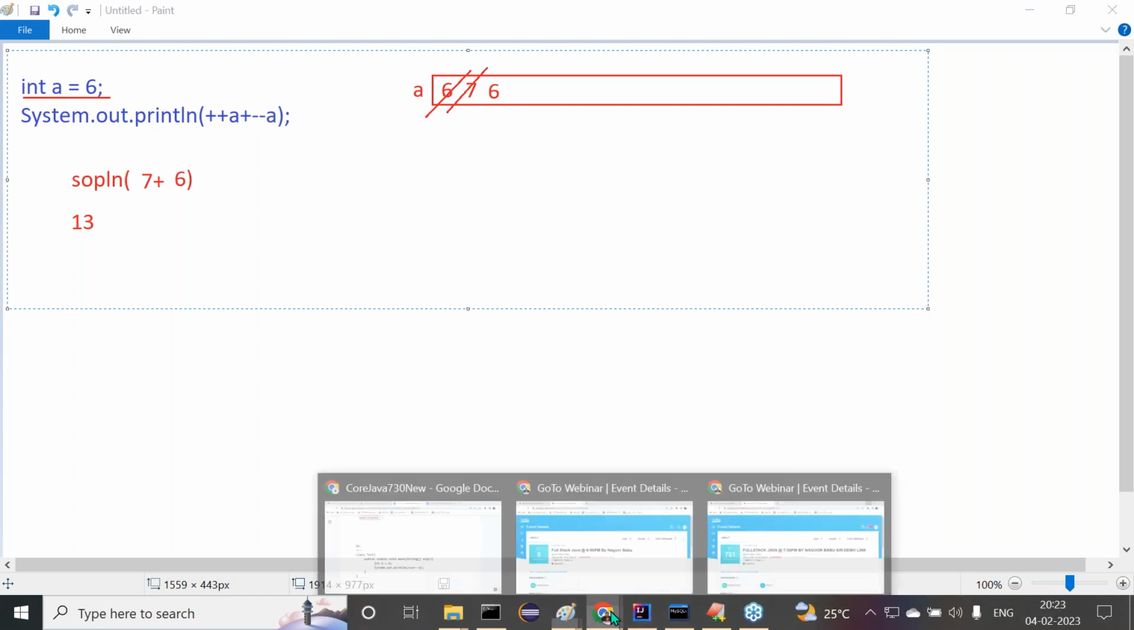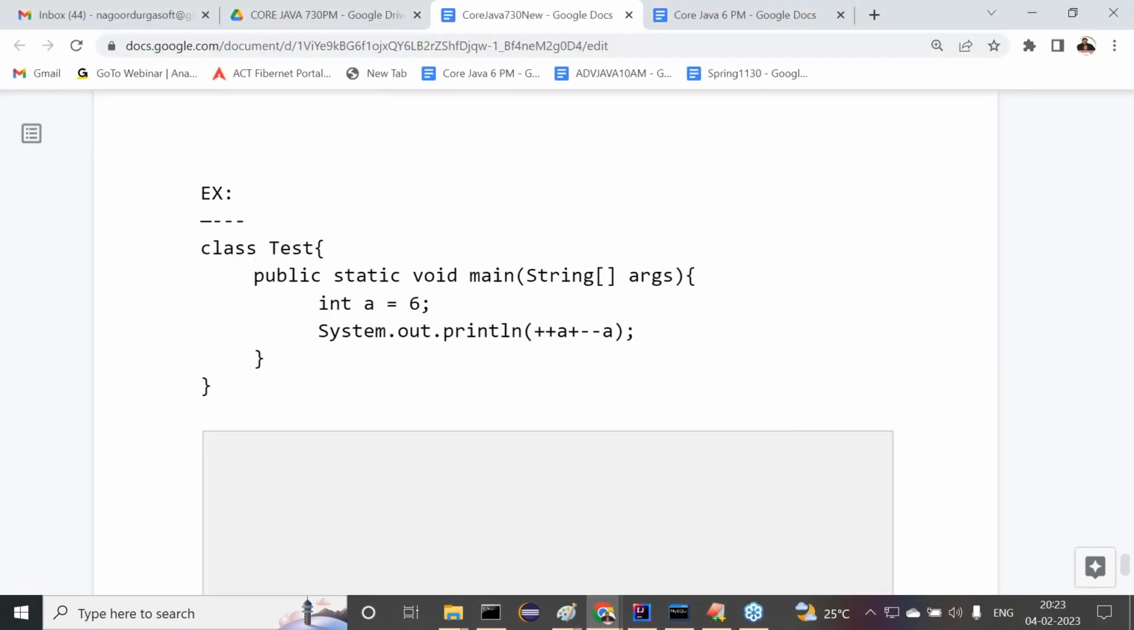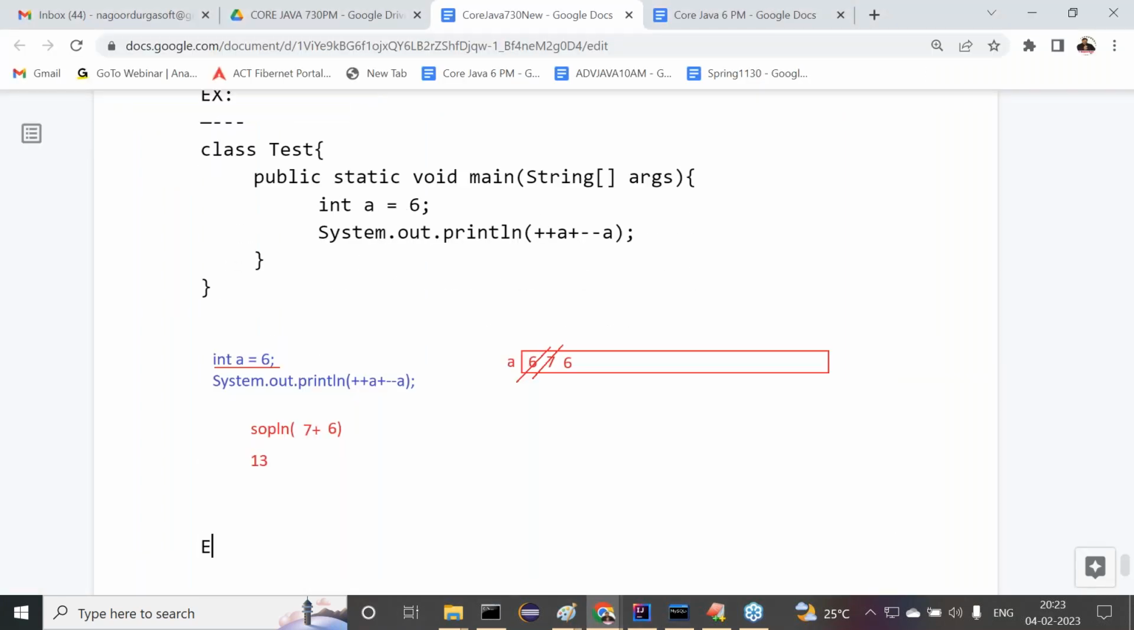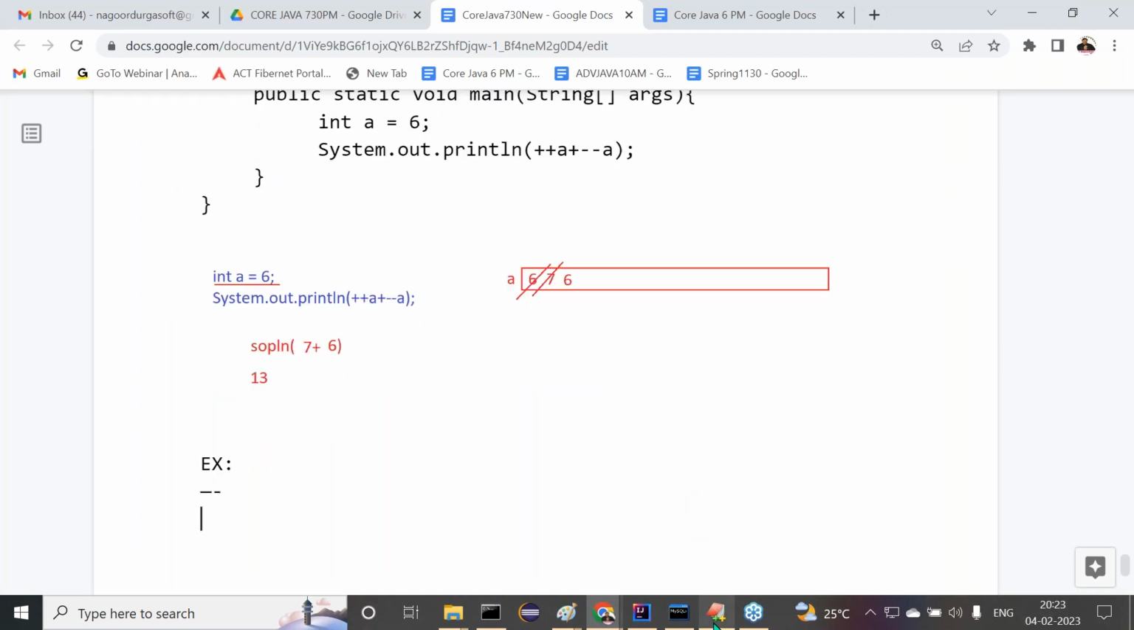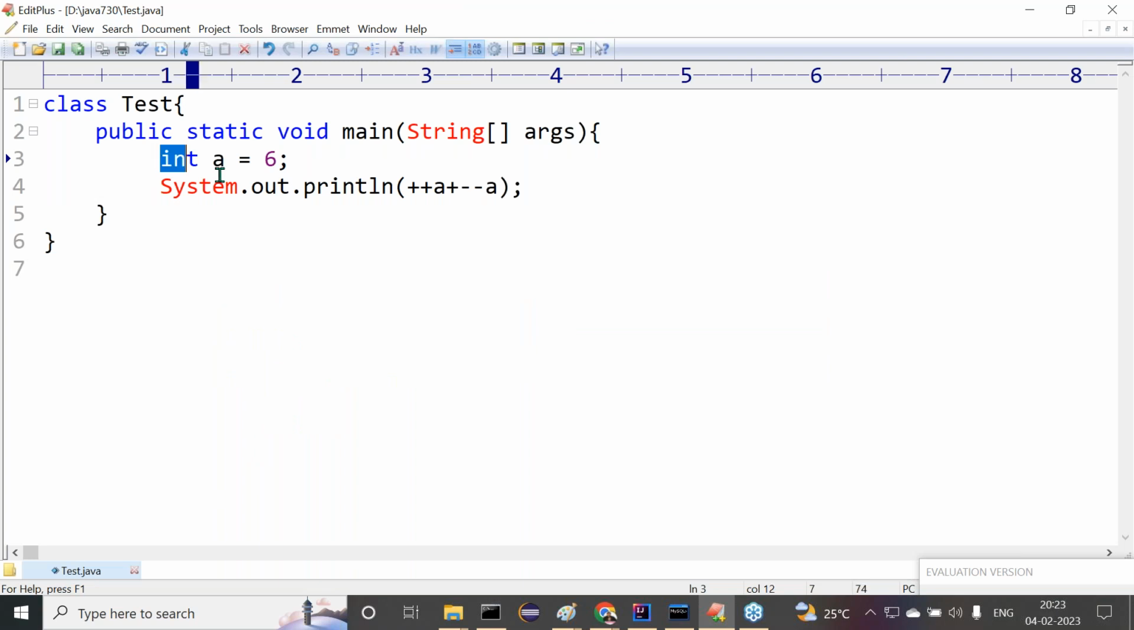All right. Now the next one is another example. Int a is equal to 7. System.out.println of a-- + --a.